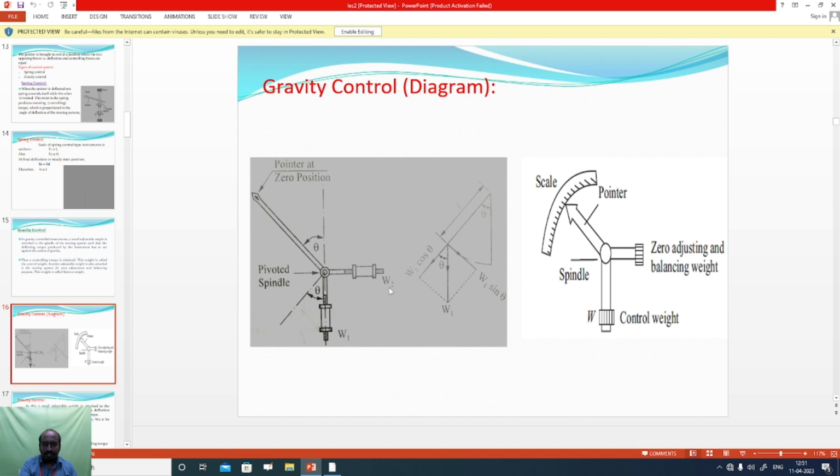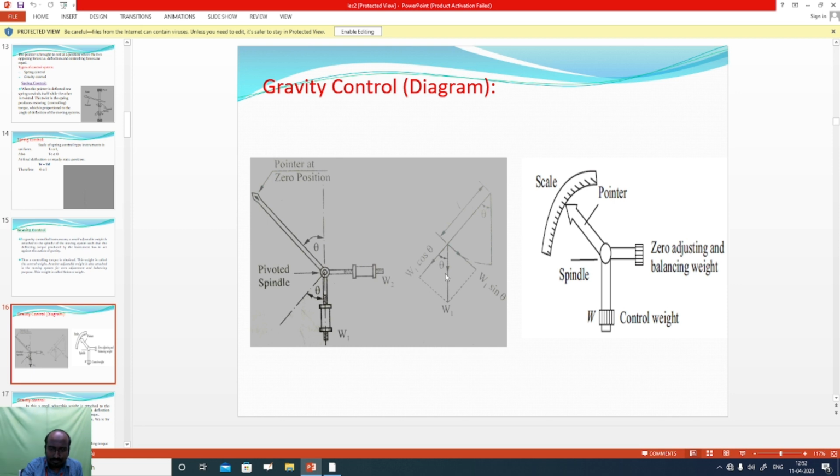We can clearly see it in this graphic, this vector diagram. Here we can see the angle of deflection theta is the angle between the control weight W1 and its two components, sine component and cos component. So theta is the angle between the weight W1 and its cos component.